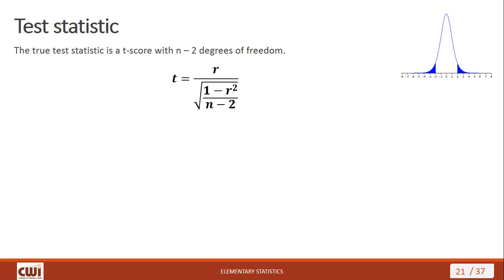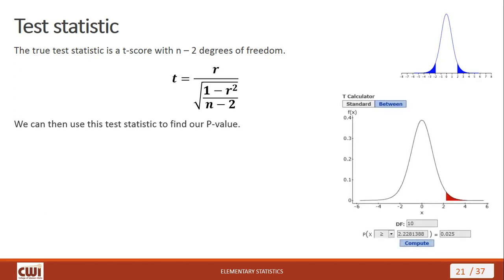So our test statistic, calculated according to this formula, we take our linear correlation coefficient, and then we divide it by this mess here, which is the square root of 1 minus r squared divided by the sample size minus 2. So this is our degrees of freedom, n minus 2. We then use this test statistic with our t-distribution to find the p-value.